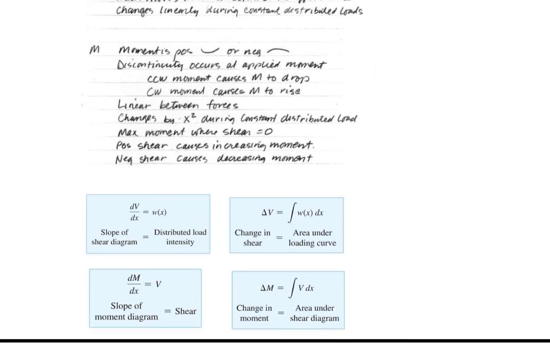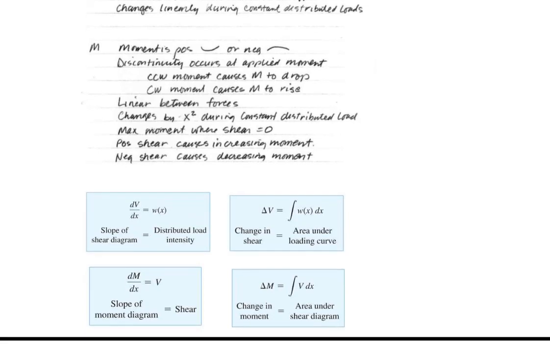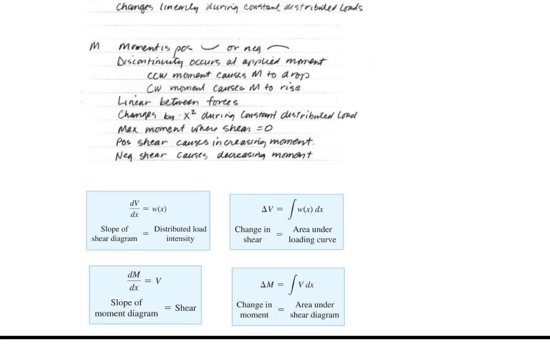But the ones we're going to use to draw the moment diagrams are these two. We're going to say that the slope of the moment diagram is equal to the magnitude of the shear, and the change in the moment diagram is equal to the area under the shear. Again, we'll use those going forward, but you might want to refer to this until we get used to doing this by memory.